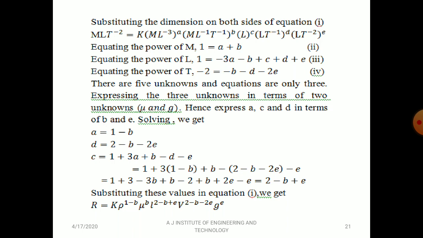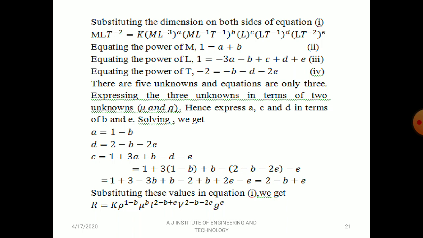Now we can see in equations second, third and fourth we have to look for common terms. The common term is b, so I'll express equation second in terms of b: a equal to 1 minus b. Then in equations third and fourth, what is the common term? The common term is e. So I'll express equations third and fourth in terms of b and e. Using the fourth expression, for d I get minus 2 equal to minus b minus d minus 2e. Just rearranging the expression, I can get the expression for d as 2 minus b minus 2e.